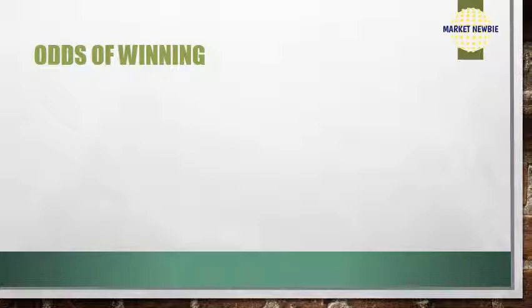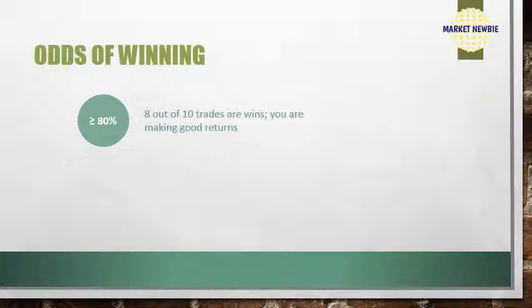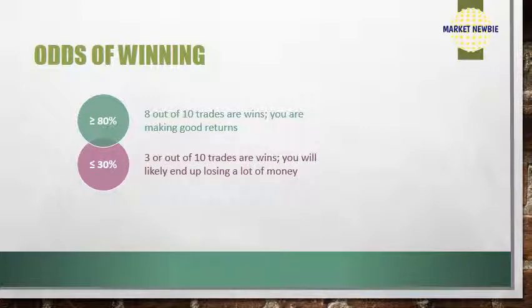The second important component of risk management is odds of winning. We must calculate the odds of your trade being successful every time we enter a trade. For example, if your odds of winning is 80%, that is 8 out of 10 are wins or more, then you are doing a very good job. However, if your odds of winning is average at 30%, that is 3 out of 10 are wins, you probably will end up losing a lot of money. What we want to pursue in investment is at least a 50% odds of winning.